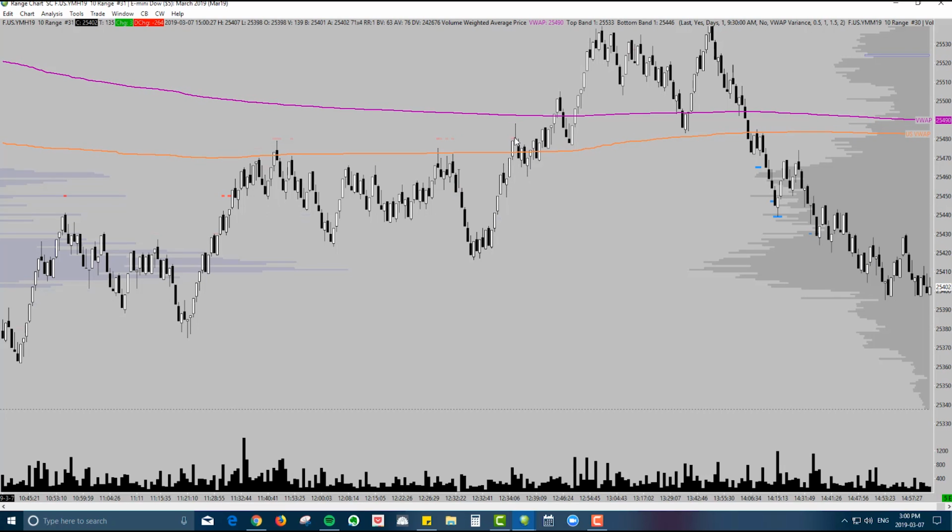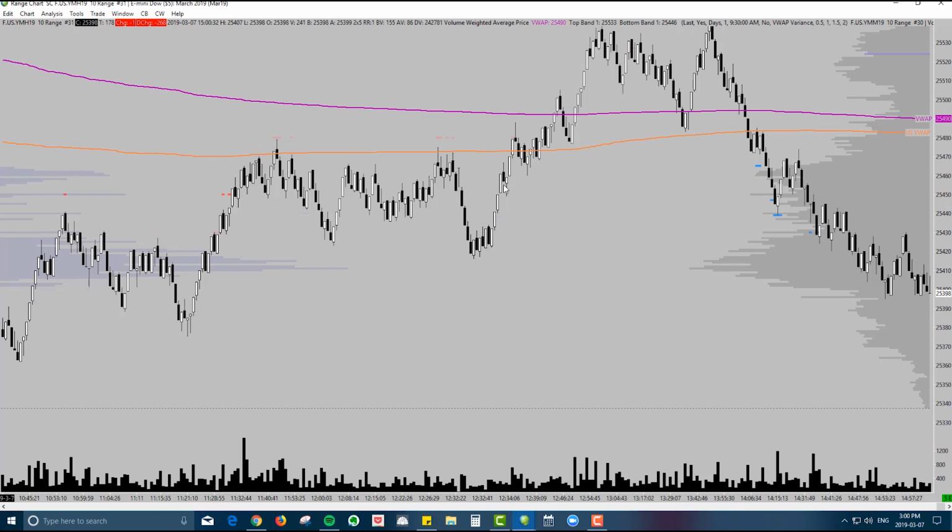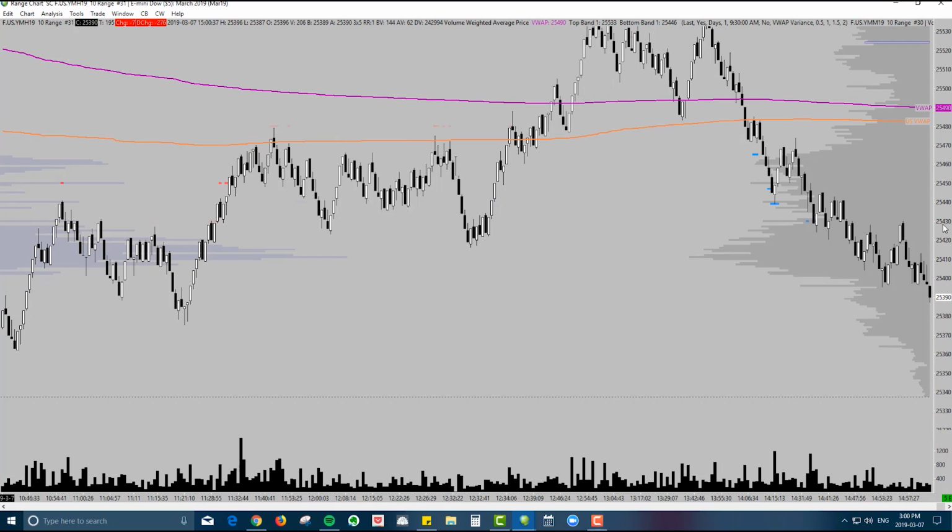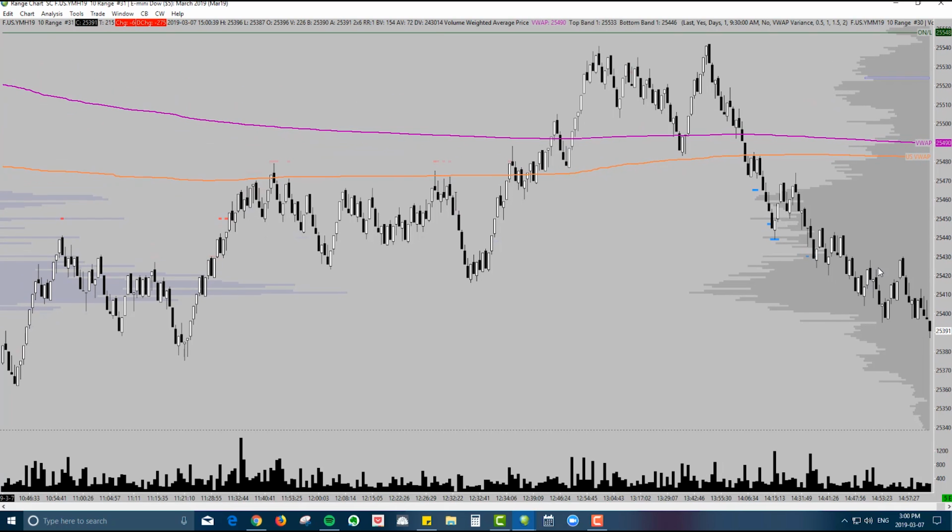In the case where it's a down bar, the wick will be at the top and it will close at the bottom. In the case if there's a wick to the downside, the bar will close at the top. That is basically how these range bars are formed.